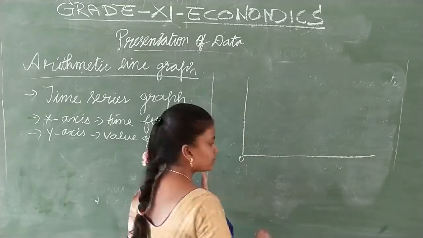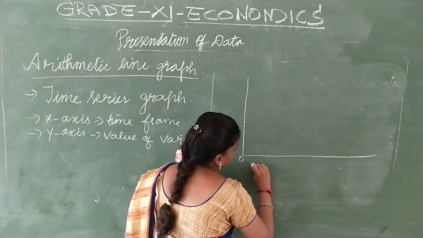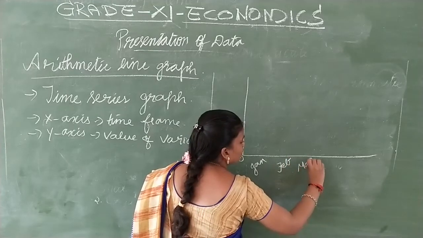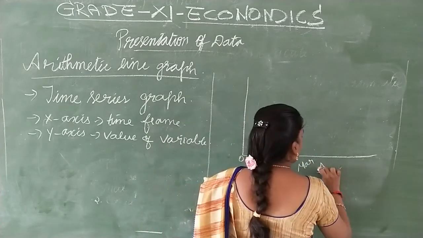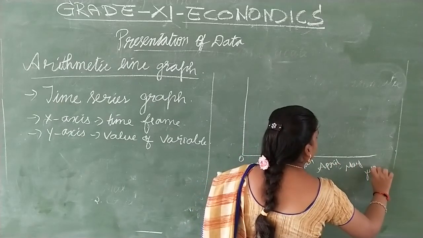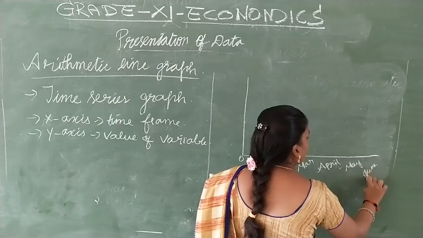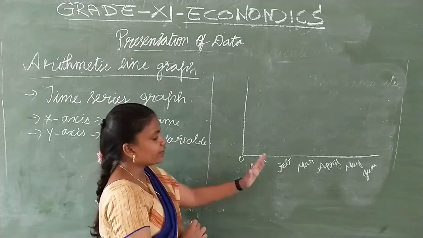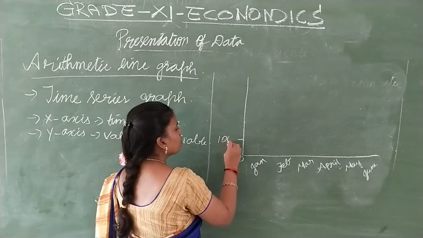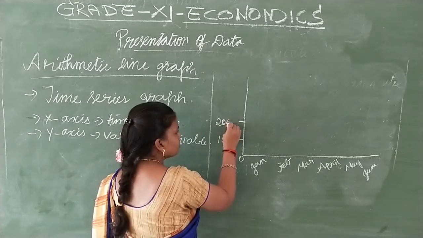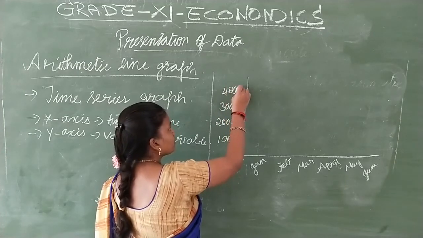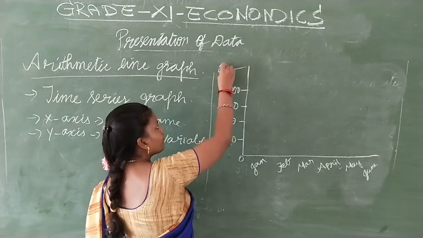Months. Let's have months starting from Jan. Jan, what is the production? Feb, March, April, May, and June. How it is done in different months and what is the production volume. So let us have 1000 units, then we're going to have 2000 units, then 3000, 4000, and finally we're going to have 5000.